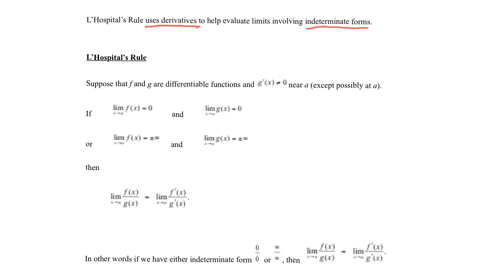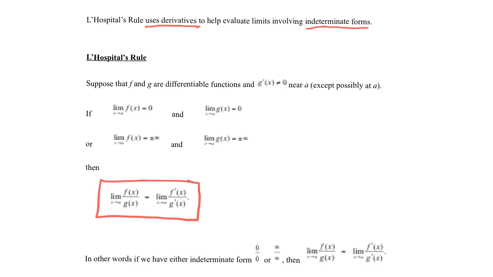So for L'Hopital's rule, suppose that f and g are differentiable functions, and g prime of x is not equal to 0 near a. Remember, we're dealing with limits, except possibly at a, where we don't care what happens. And then, the limit as x approaches a of f of x equals 0, and the limit of g of x as x approaches a is also 0, so they both are 0, or both of these limits are some sort of infinity. Then L'Hopital's rule says this.